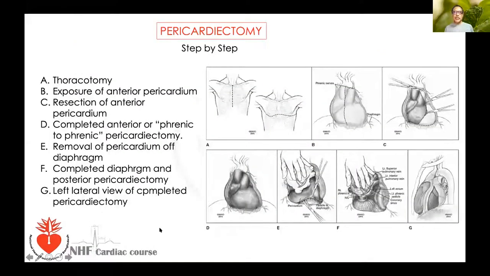So this is the step by step. Though we are not surgeons, we should see and we should know what surgeons actually do. They do a sternotomy. They expose the pericardium, this is the anterior pericardium. They remove part of the anterior pericardium, then they remove the whole pericardium. They call it phrenic to phrenic. Remove the whole anterior pericardium. They pull the cardiac heart base up and remove the pericardium from the diaphragm and posterior part. And here you can see the complete pericardiectomy done, leaving the phrenic nerve intact on both sides.